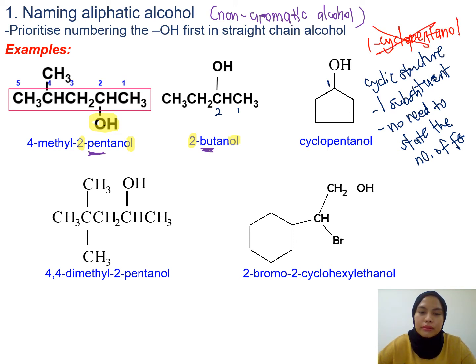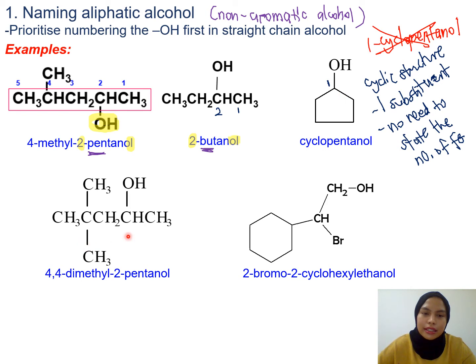Sama lah macam you namakan haloalkane kan, kalau ada cyclic structure yang ada halogen, satu je functional group yang ada dekat cyclic structure tu, tak perlulah nak letak number. Okay, sebab dah sah memang carbon number 1.